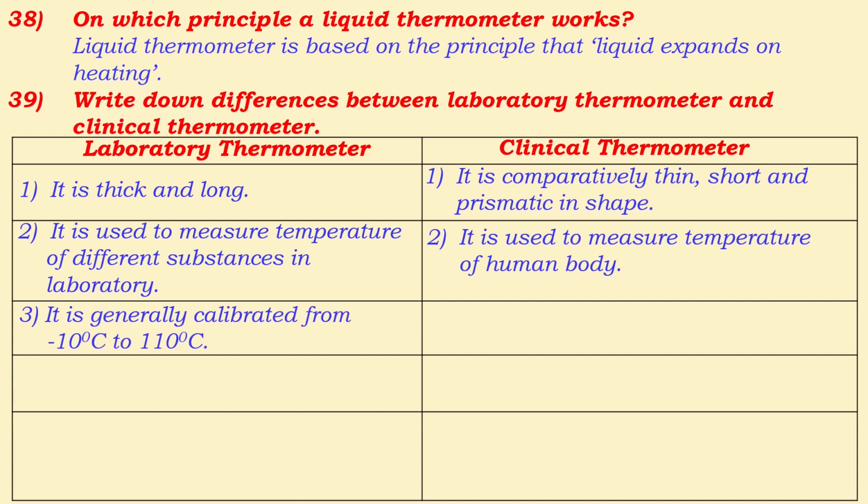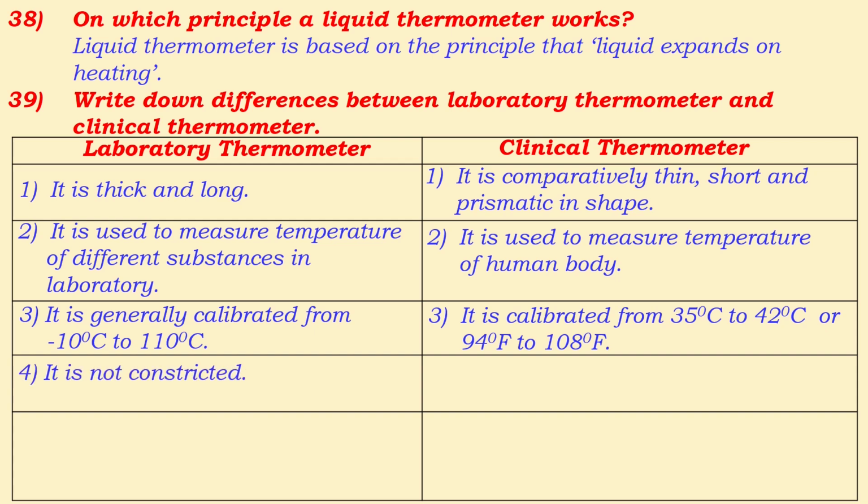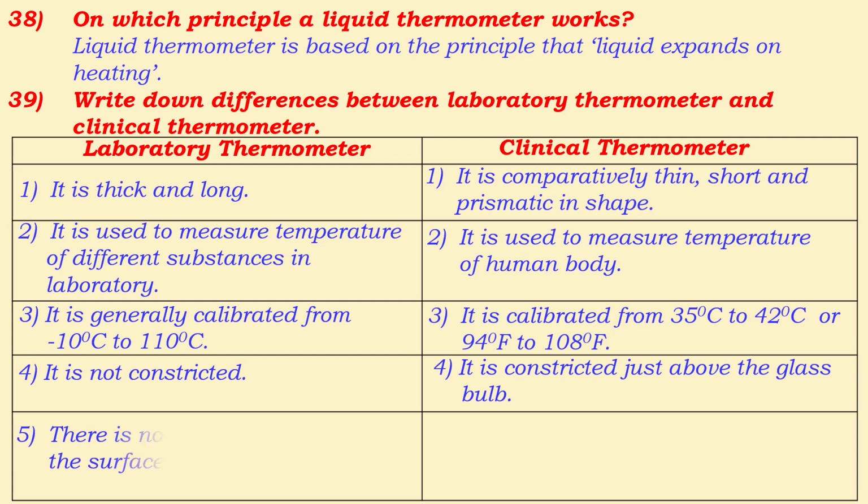It is generally calibrated from -10 degrees Celsius to 110 degrees Celsius, and the other is calibrated from 35 degrees Celsius to 42 degrees Celsius, or in the Fahrenheit scale, 94 degrees Fahrenheit to 108 degrees Fahrenheit normally. Okay, it is not constricted. It is constricted just above the glass bulb. Just before this, I told you about the constriction.